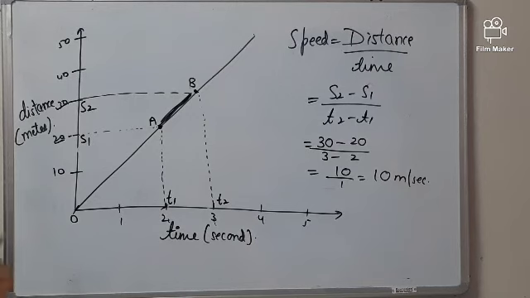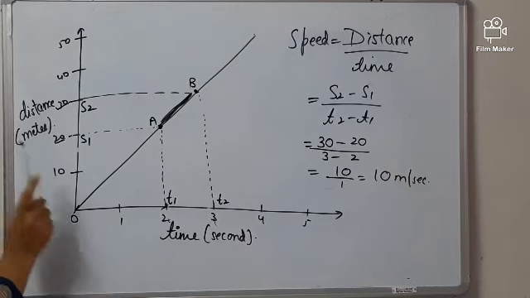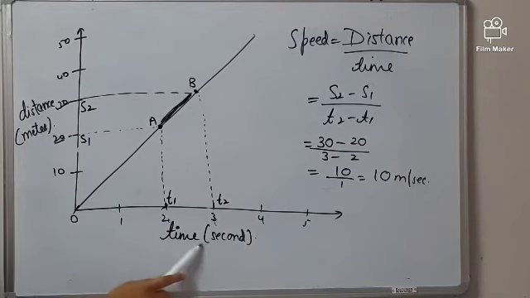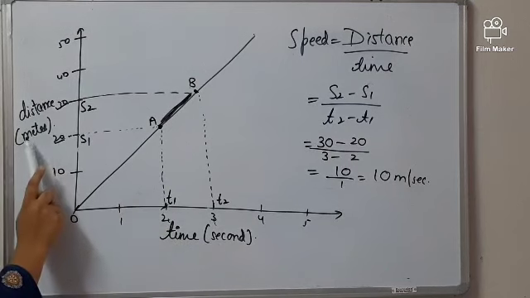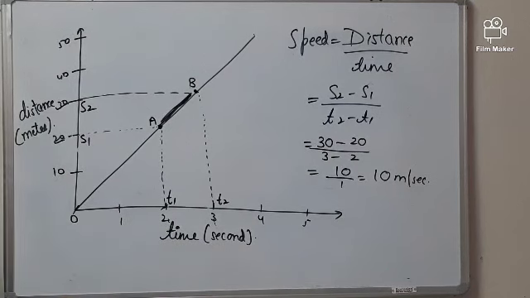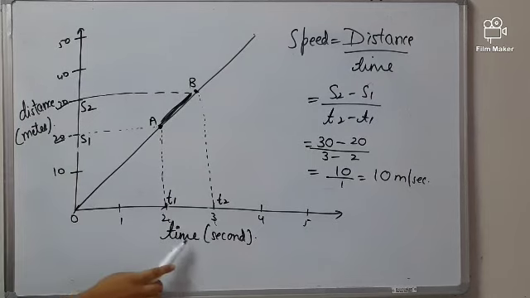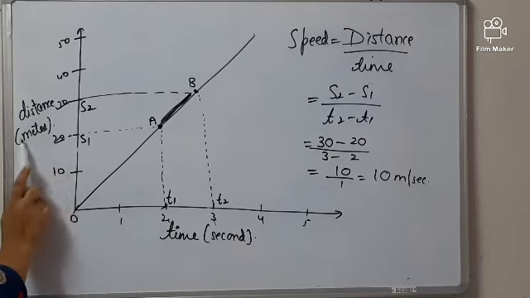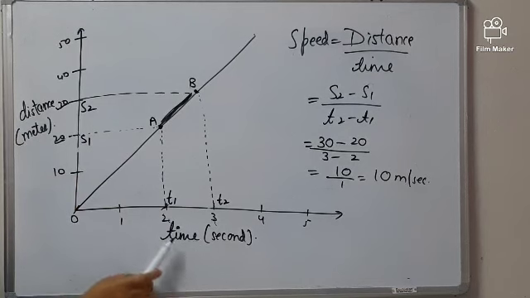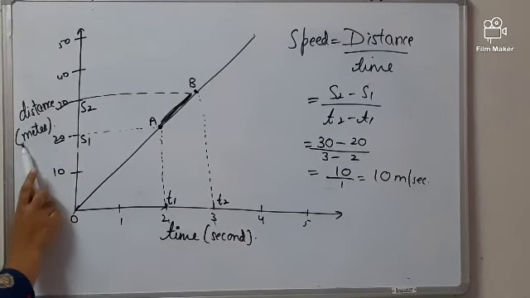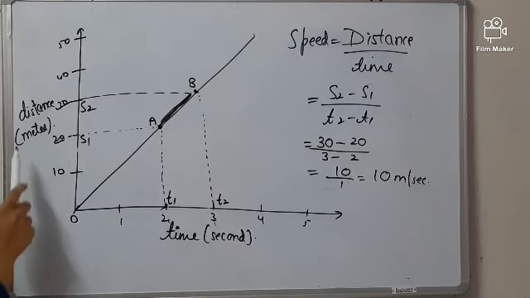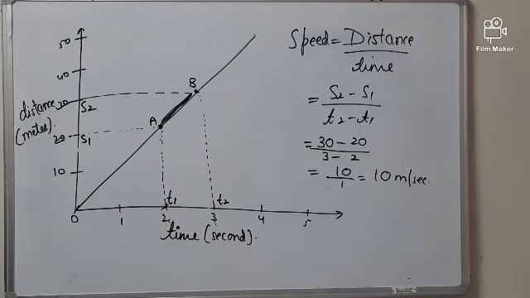And then units as per the graph. Distance is in meter, time is in second. So the unit is meter per second. If in any question it is written kilometer here and minute here, then kilometer per minute, or if it is written hour here, then kilometer per hour. So depending upon the units you have to write the unit there.